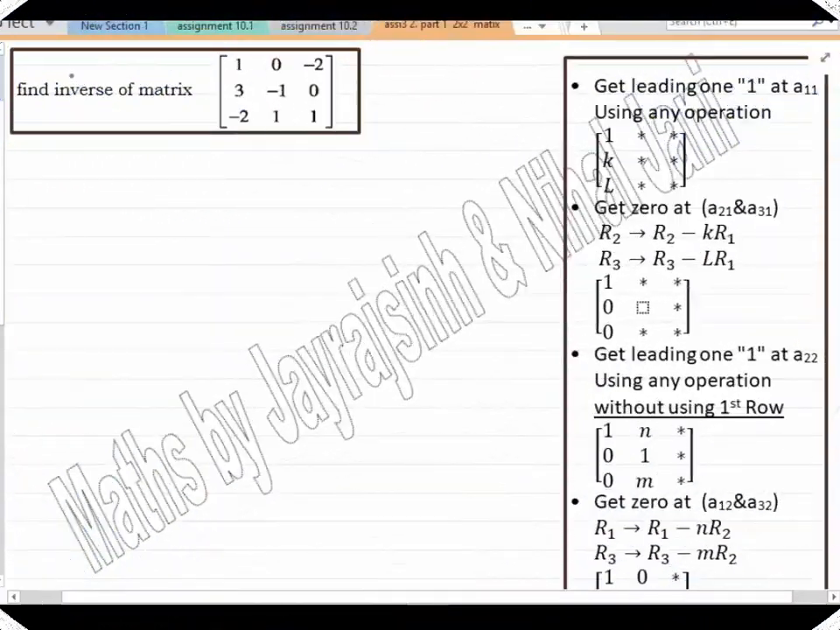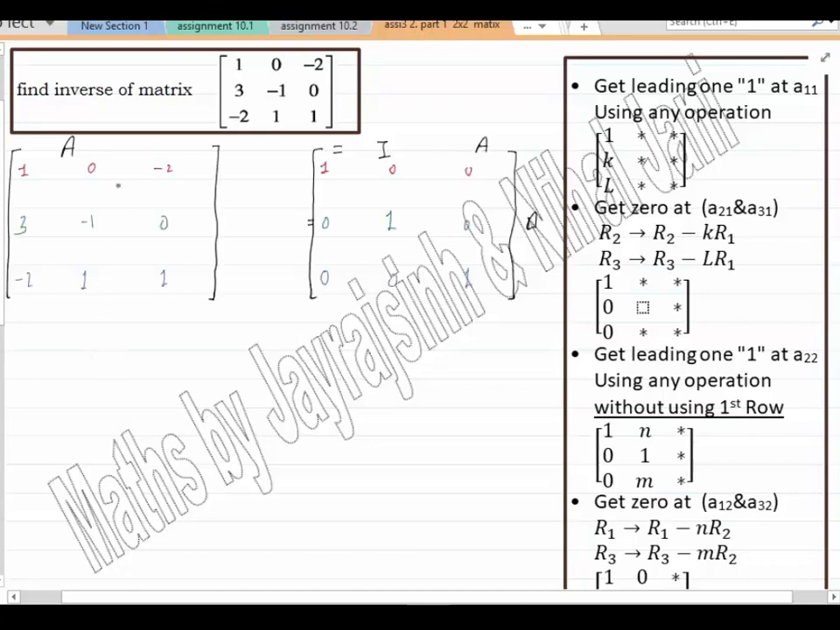Tada! In our next question, we have to find the inverse of this matrix, and you know the process. Just write it down in the form of A is equal to IA and try to get reduced row echelon form on the left side using these steps. Our first step is to get the leading one at A11, which is already given, as well as we get the values of K and L.